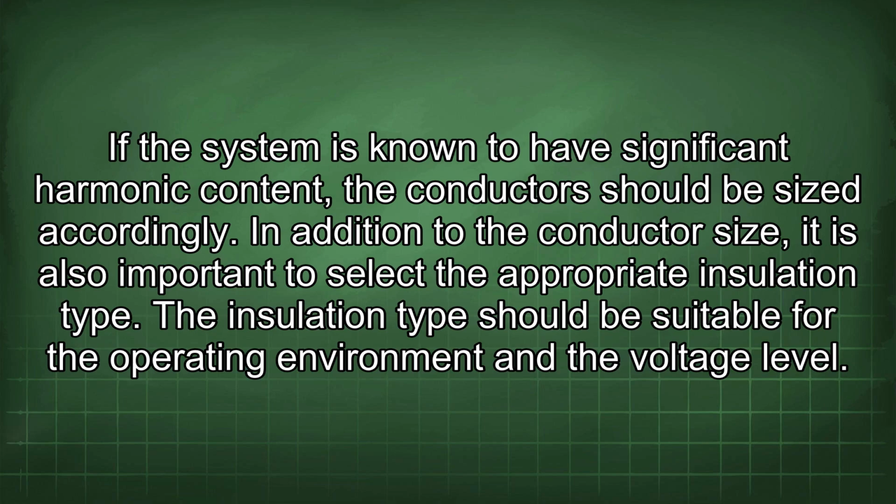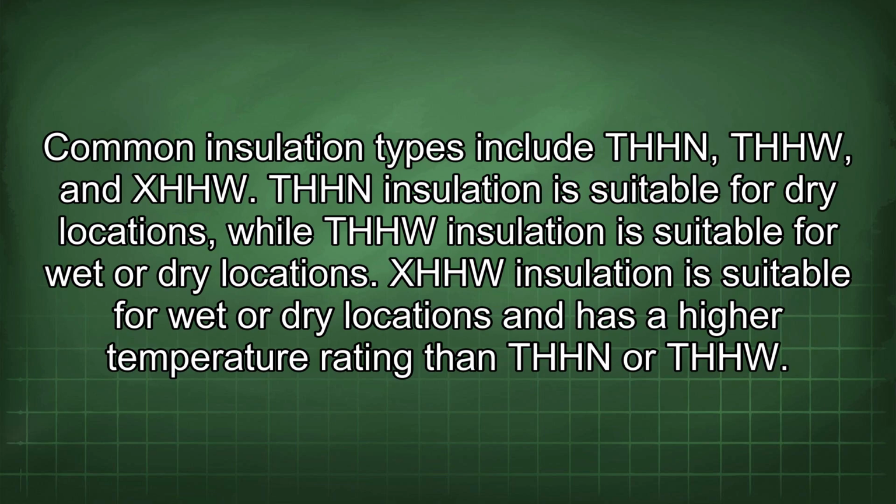In addition to the conductor size, it is also important to select the appropriate insulation type. The insulation type should be suitable for the operating environment and the voltage level. Common insulation types include THHN, THHW, and XHHW. THHN insulation is suitable for dry locations, while THHW insulation is suitable for wet or dry locations. XHHW insulation is suitable for wet or dry locations and has a higher temperature rating than THHN or THHW.